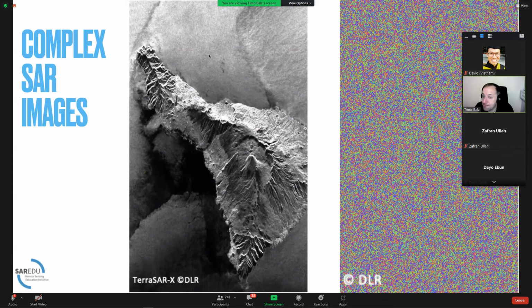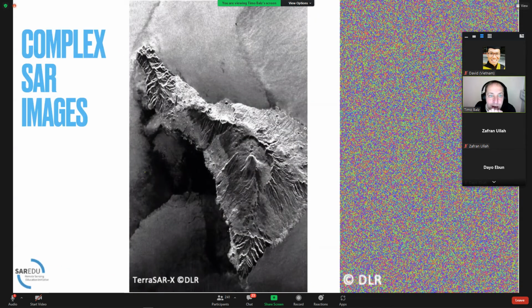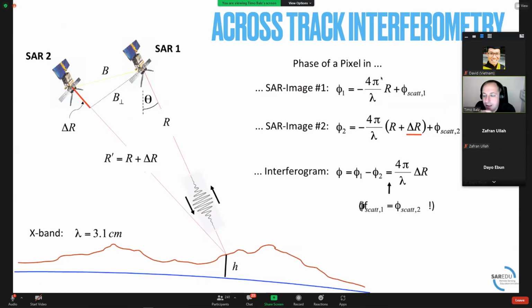which looks rather noisy, right? It looks rather noisy. It is by itself basically just noise, right? So again, that would be SAR image 1. That would be the wrapped phase of SAR image 1, right? So why is that so noisy?